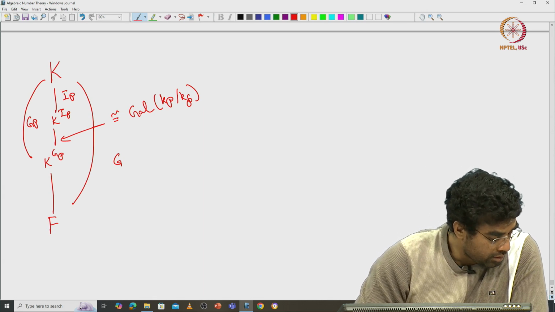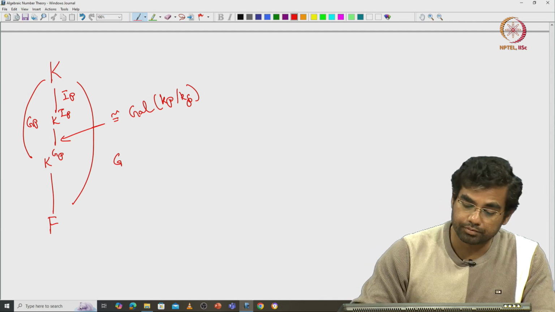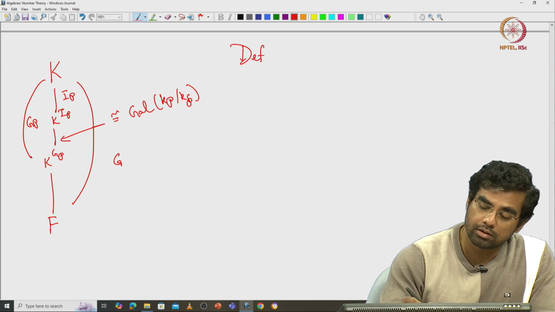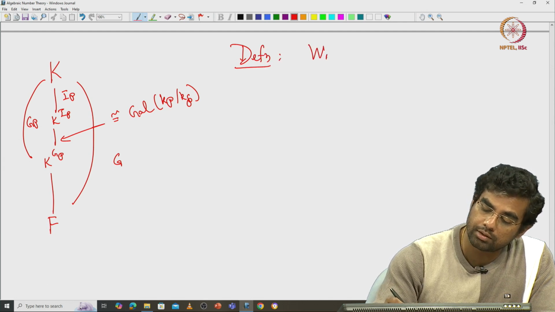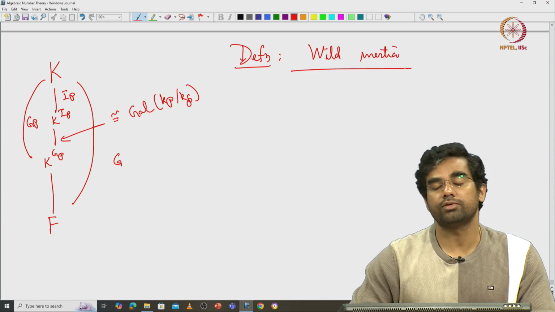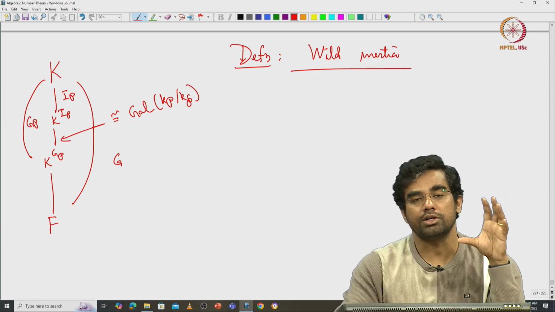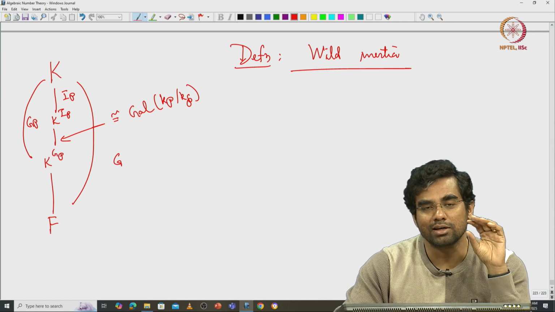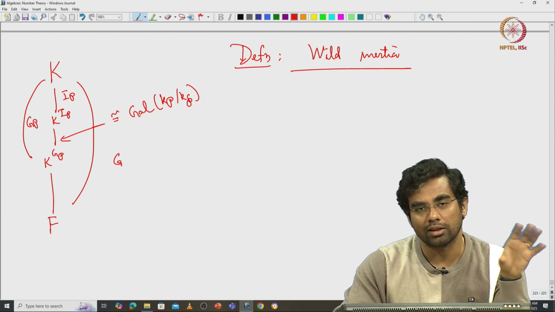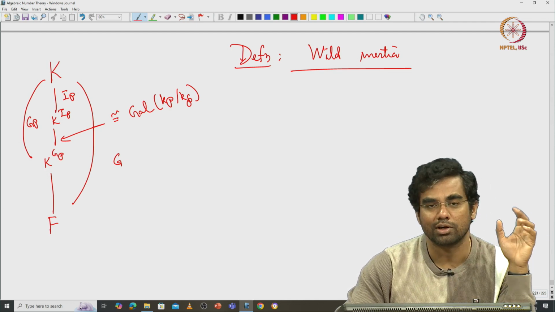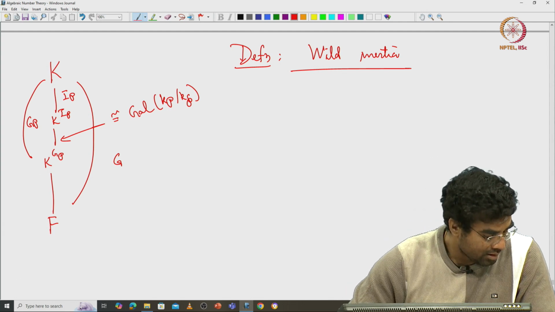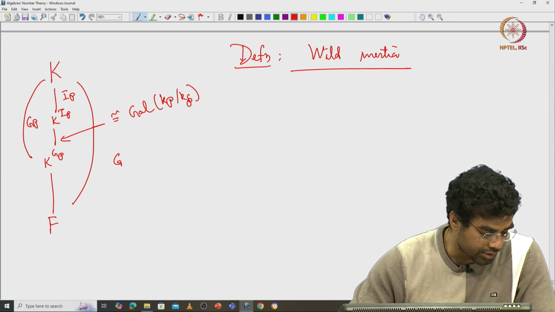All right. So what we can do is the following. I am going to define what is called wild inertia. This is the first step of the filtration. You have the inertia subgroup, and even within this there is something called the wild inertia subgroup, which is a harder piece, and then the quotient is what is called tame inertia. As the name suggests, it is more manageable, it is tame. All right. So how do we define wild inertia?